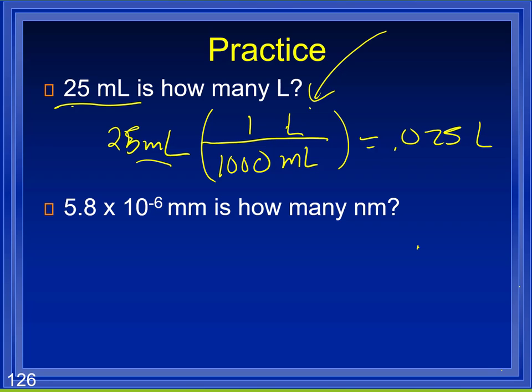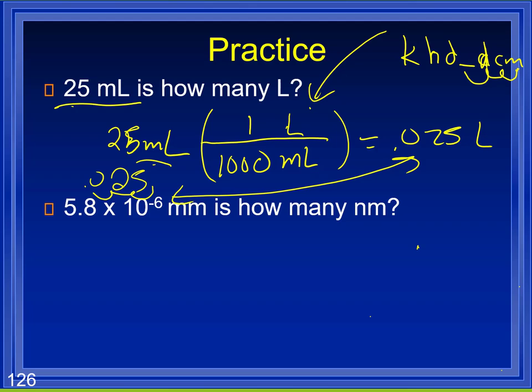Now we can check to see that we did this right. I start off with milliliters, that's here. I wanted to go to liters. That'd be 1, 2, 3 to the left. So 25, move it 1, 2, 3 to the left, and I get 0.025. Same answer both places. So my answers should agree with each other.